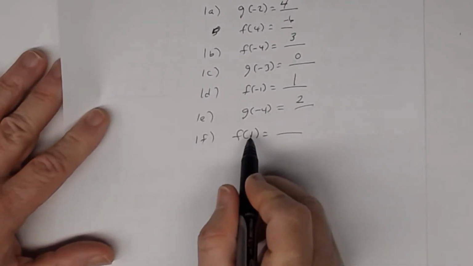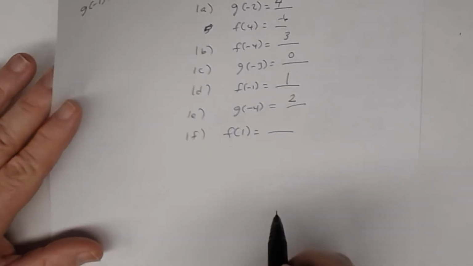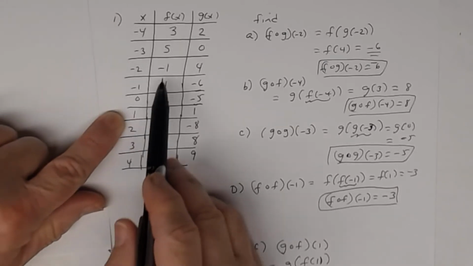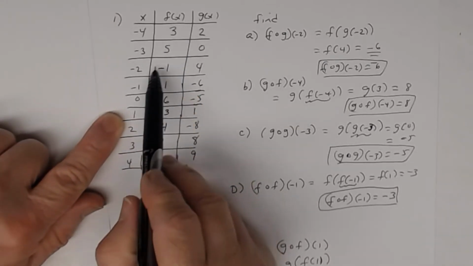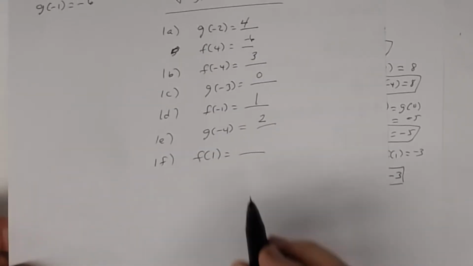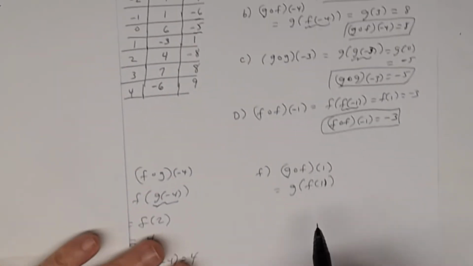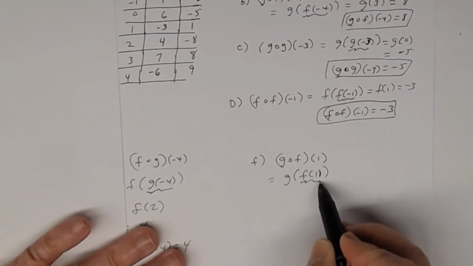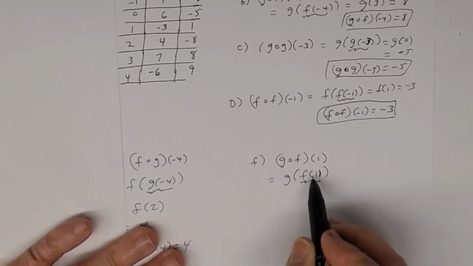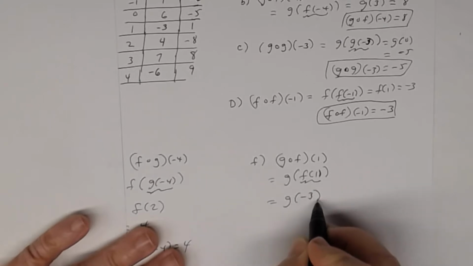So that means when x is 1, what is my y value? I'm using the function f. So when x is 1, right here, f of 1 is negative 3. So what that means is that this right here, f of 1, is negative 3. So remember, you got to find the inside function first, which I just did. It's negative 3. So now I'm going to find g of negative 3.